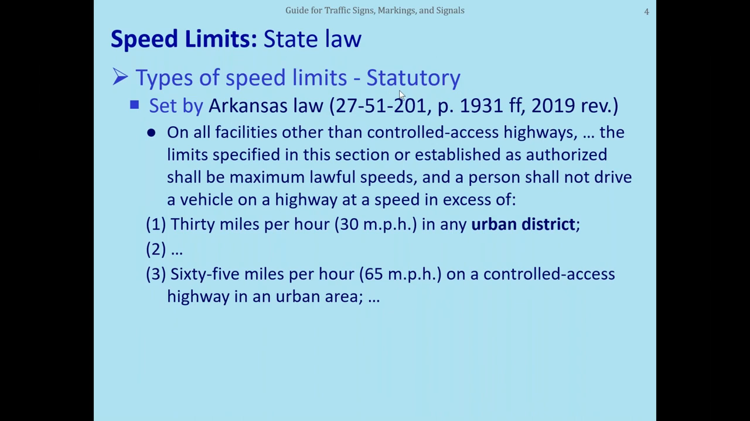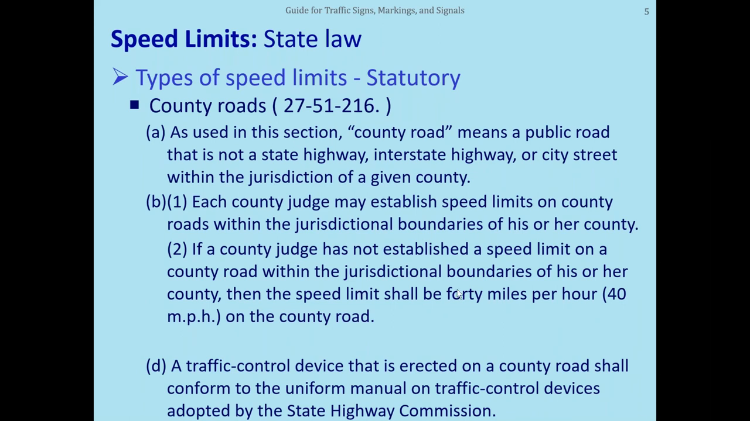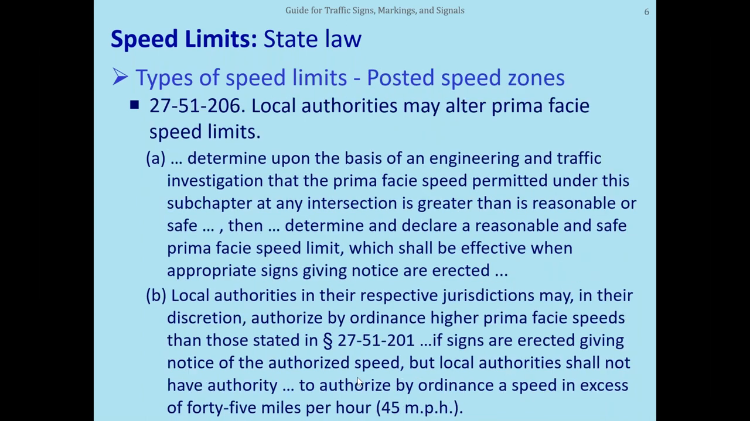Laws are going to vary by state, but I think in principle you're going to find what we see here applicable broadly. Most states are going to have a set default speed limit in towns and on rural roads. And then in Arkansas, the county road default speed limit is 40 miles an hour. But notice again, Arkansas law says that the devices that are installed must conform to the manual. Local authorities are given some latitude in setting a different speed limit. Notice, according to Arkansas law, to set a different speed limit, there's supposed to have first been an engineering and traffic investigation performed.